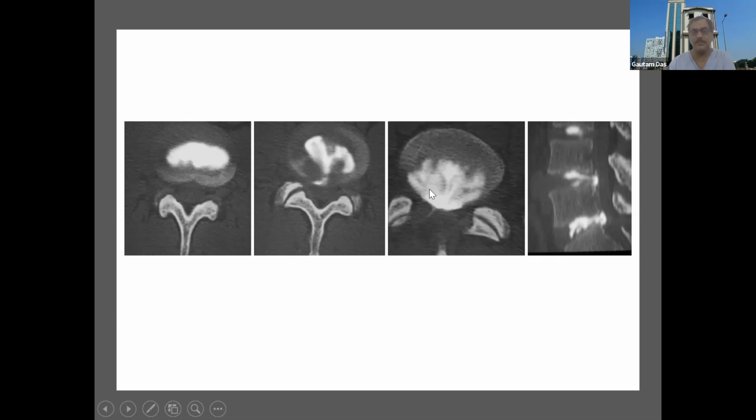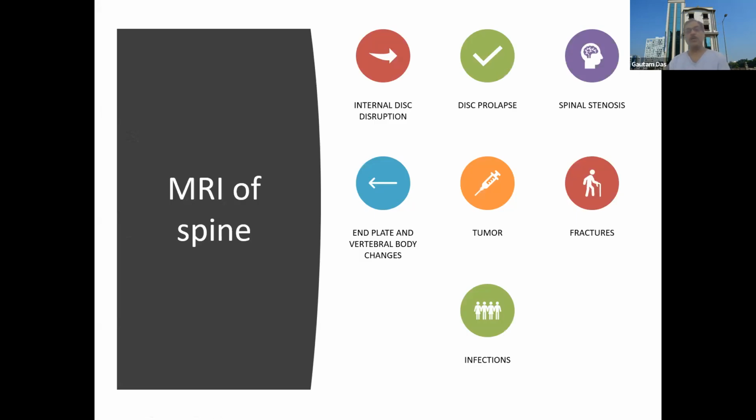What is this grade? Grade 4. Very good. So here it is also coming up to the outer 1/3, with no leaking outside the annulus, and it has a circumferential spread more than 30 degrees. So it is your grade 4 disc degeneration. Very good. Okay, now come to the MRI.